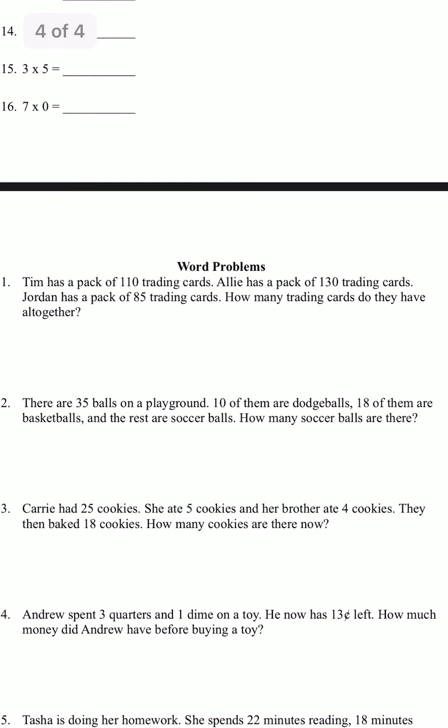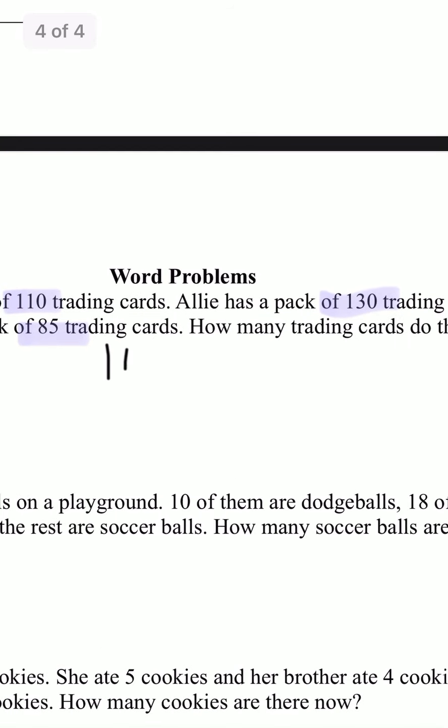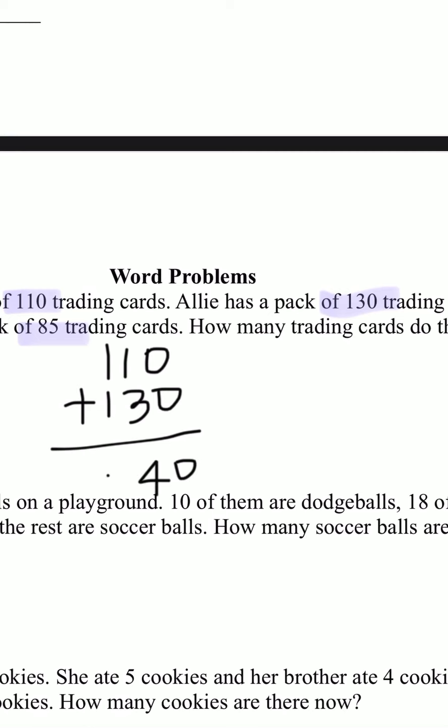Tim has a pack of 110 trading cards. Allie has a pack of 130 trading cards. Jordan has a pack of 85 trading cards. How many trading cards do they have altogether? So altogether means that we have to add up all the numbers. So 110, 130, and 85 need to be added up. So we're first going to add 110 and 130. 0 plus 0 is 0. 1 plus 3 is 4, and 1 plus 1 is 2.